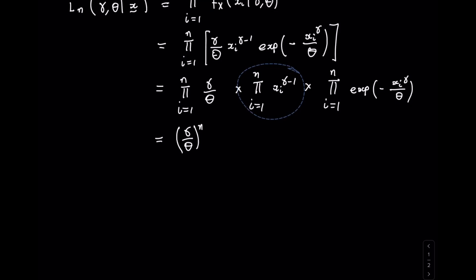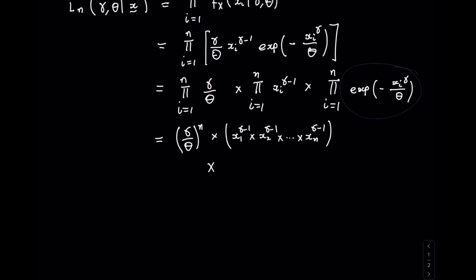For the second term, we can simplify it slightly. In fact, let me do one line of working to show you exactly where I'm coming from. I'm just going to expand out this product here. So this would give me x1 to the gamma minus 1 times x2 to the gamma minus 1 times dot dot dot times xn to the gamma minus 1 in that second set. And then finally we have here again the product of exponentials. So I'm going to write that down.